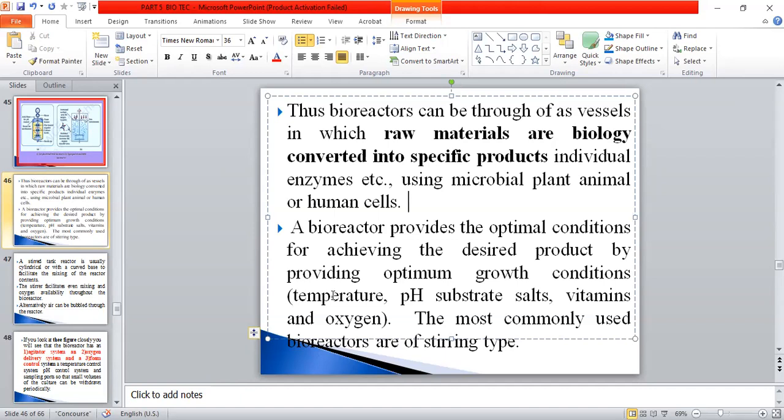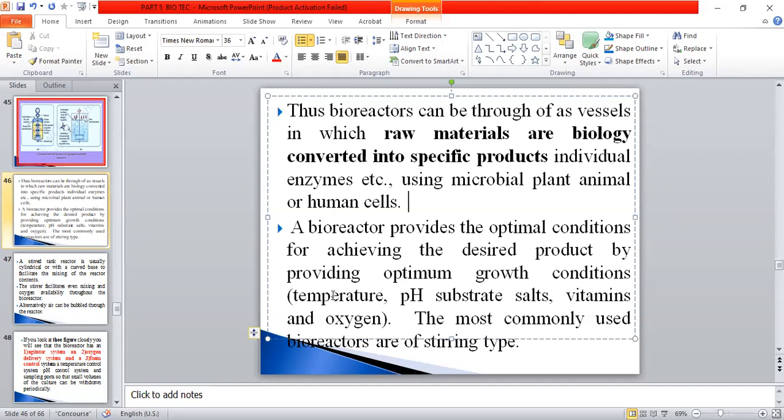pH is also very, very important. Some growth cultures can grow from 6.5 to below 7, that is acidic pH. Some are neutral. Some are more than 7, that is basic pH. That is also very, very important.